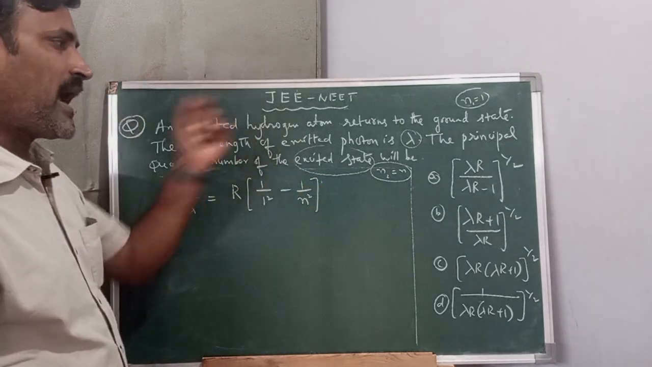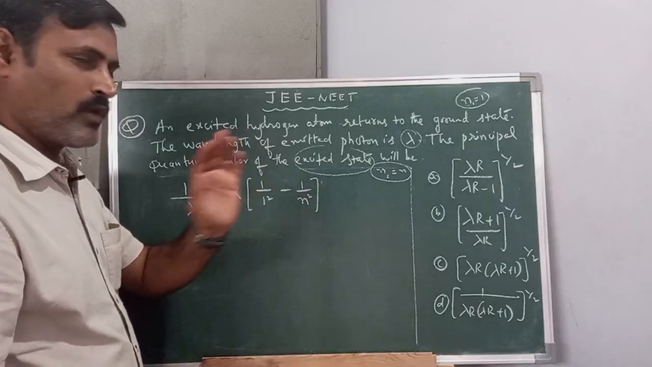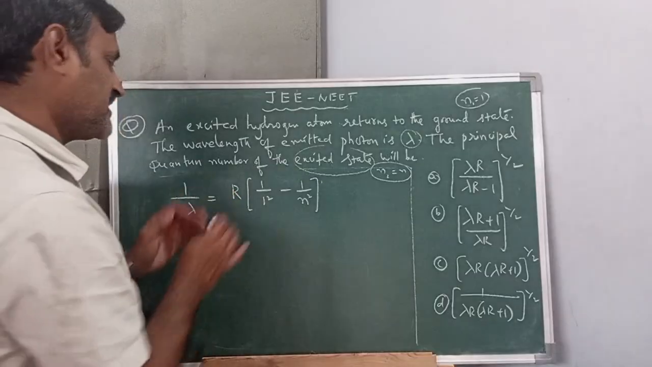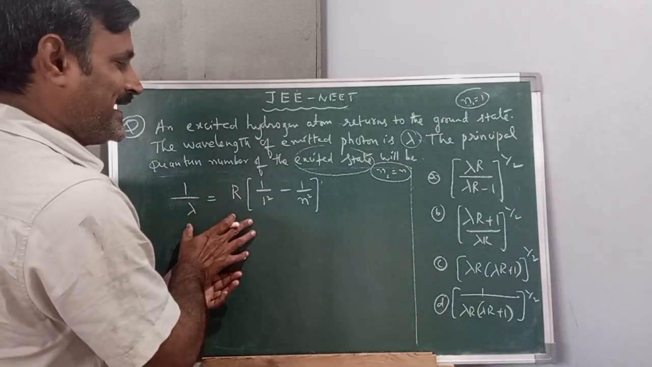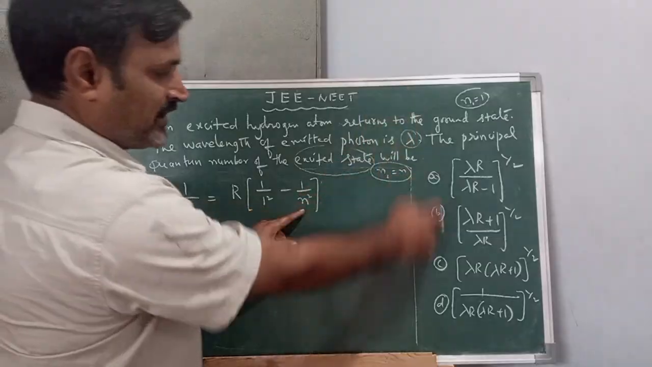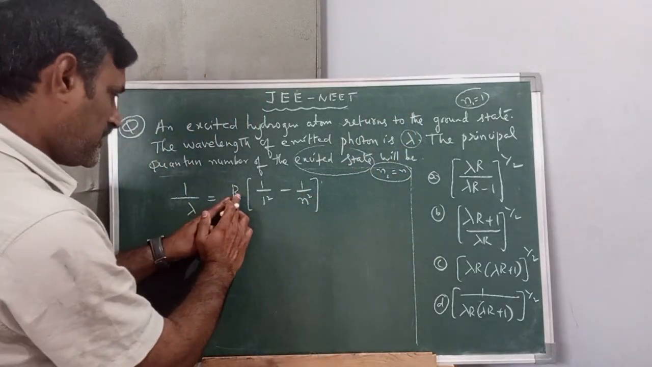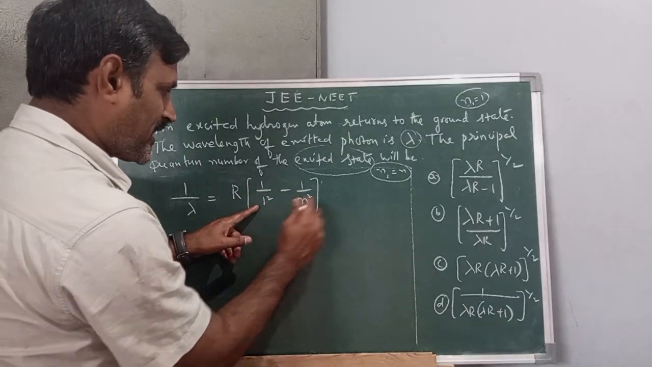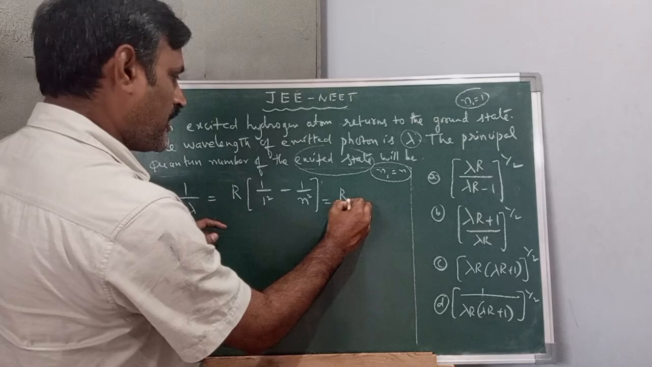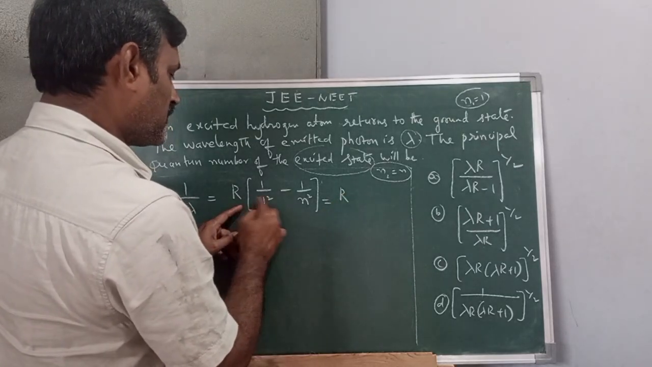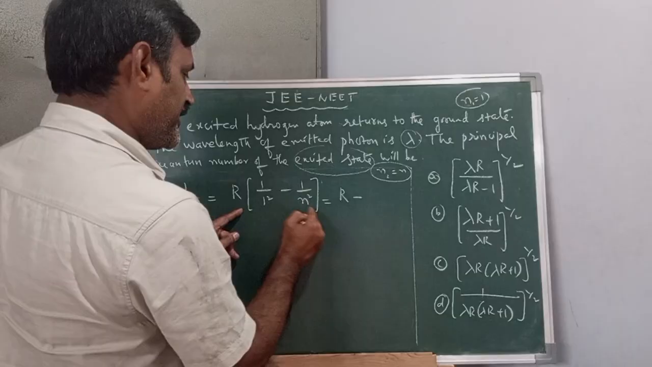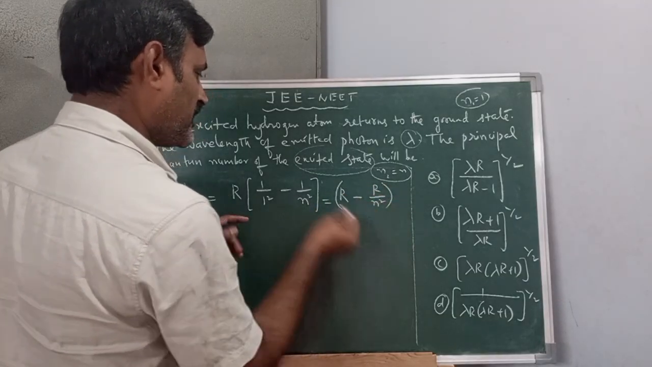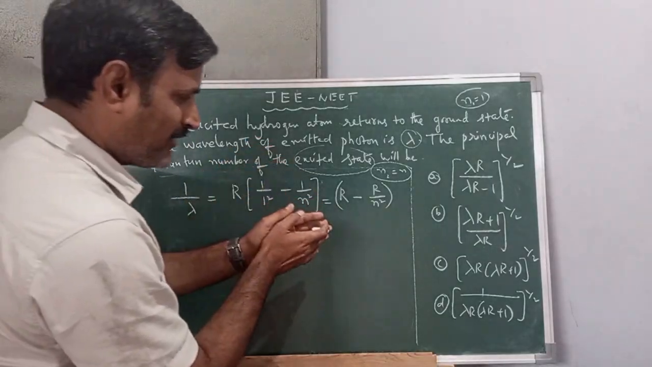This is for hydrogen, so the Z value is 1, Z square is 1, so I am not writing that 1. You have to find the n value and check it against the options. First, simplify: R into 1 by 1 square minus 1 by n square. So this is R into 1, which is R, minus R into 1 by n square, which is R by n square. In this, we have to find the n answer.